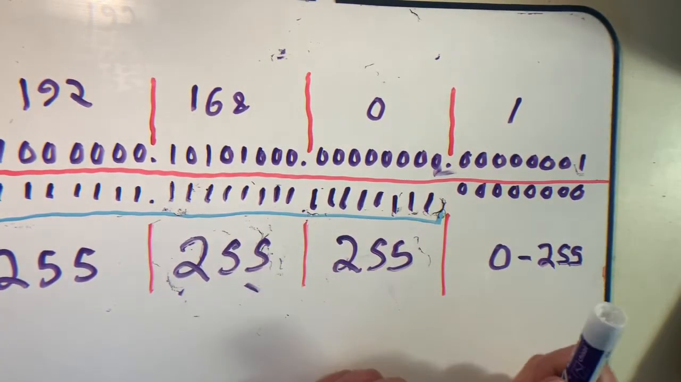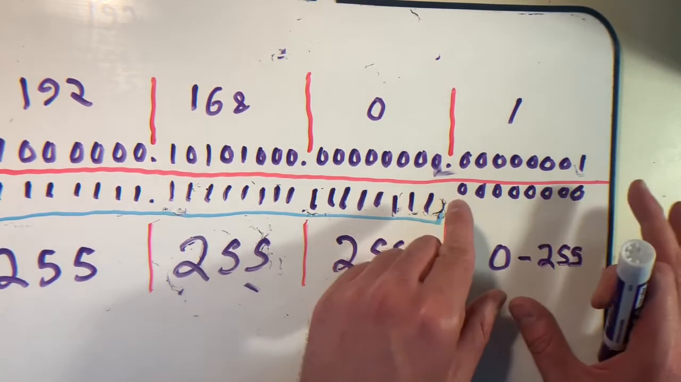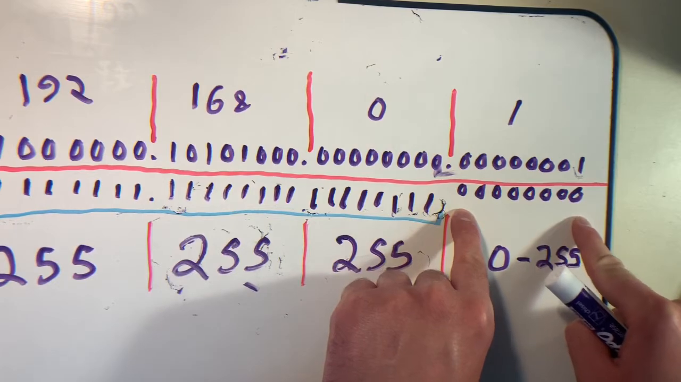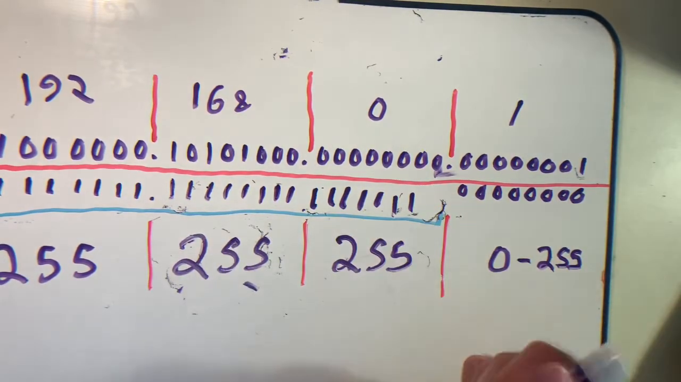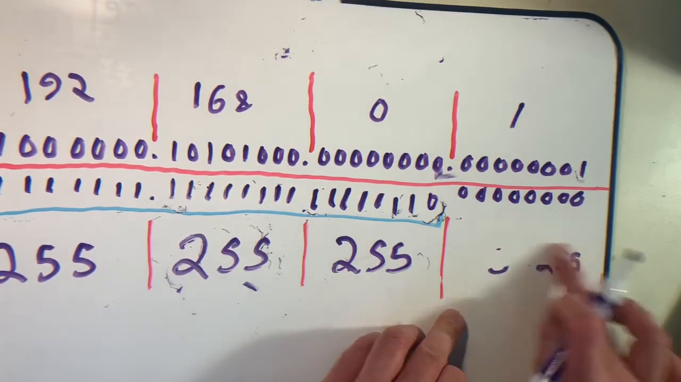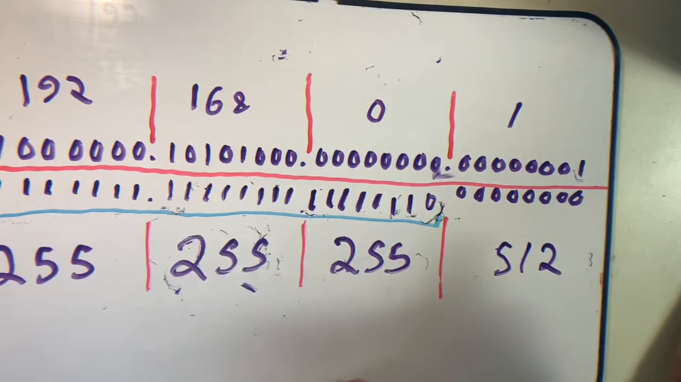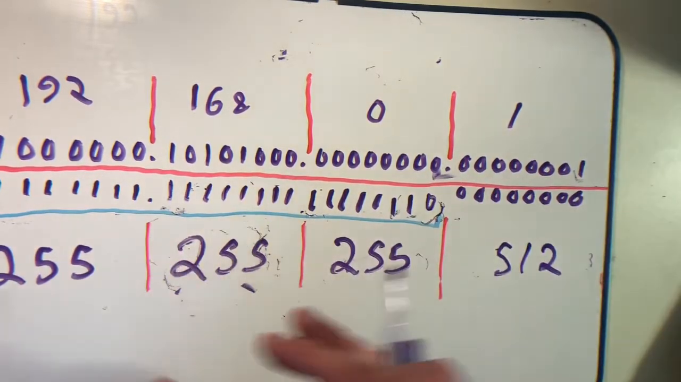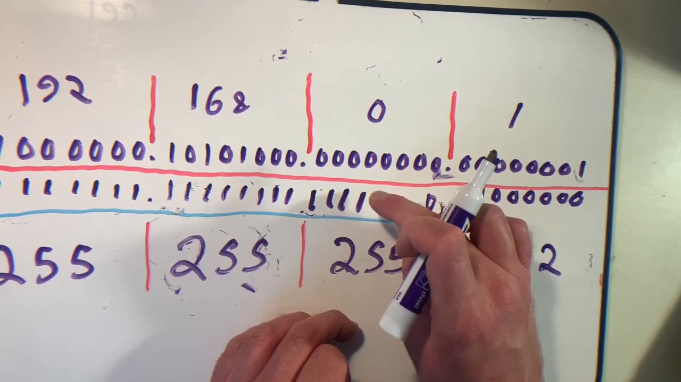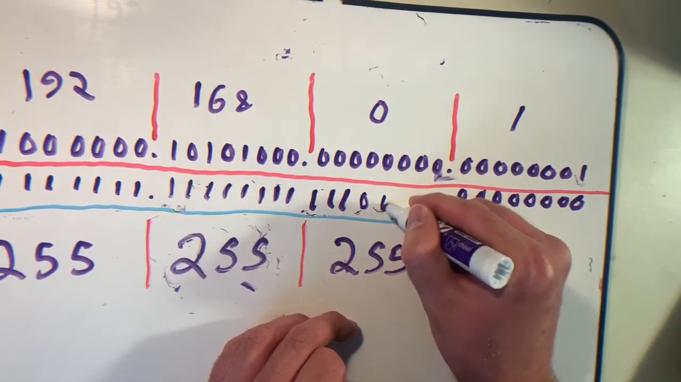One shortcut you can do is you can consider that every time you turn a bit from 1 to 0 in this situation, you're effectively doubling the amount of address space on this side. So if I take this bit and turn it off, now instead of having 255 or 256 hosts, I now have 512 hosts. So it's still not enough. So we've got to keep going back and back.